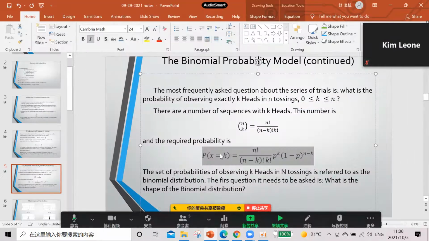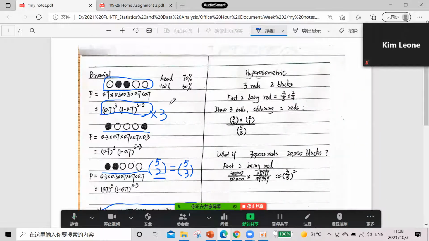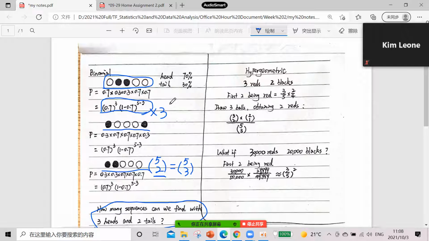Okay, so if there's no more question, I'm gonna continue talking about hypergeometric distribution. I think it would be much easier after our discussion before. So if I have a box, and inside the box I have 3 red balls and 2 black balls, what is the probability of me observing two balls and they are both red? Like I just draw 2 balls randomly, and all of them are red.